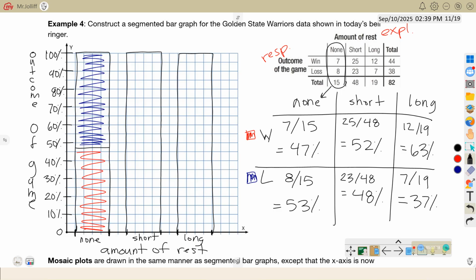Okay, those of you who've gotten through the conditional calculations, do we agree with my relative frequencies? You see nodding and thumbs up. Yay, good. Now we just got to slap them on the board. Wins on the bottom. So second segment, the wins go up to 52. Third segment, the wins go up to 63.